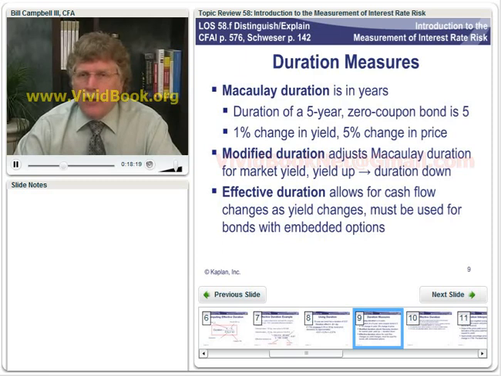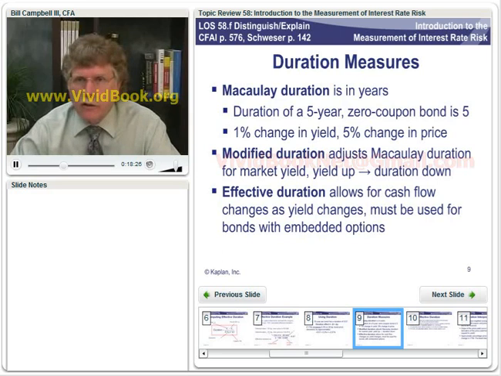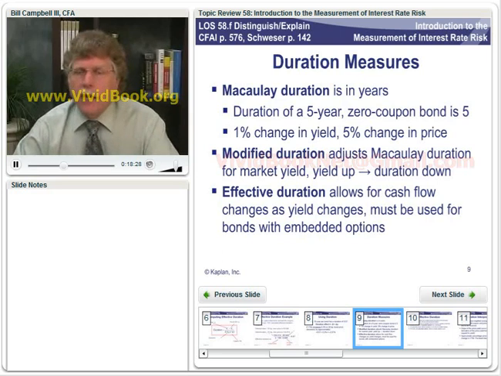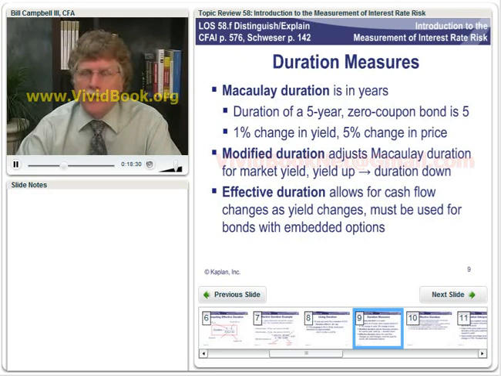The Macaulay duration of a 10-year zero coupon bond would be 10 years. Of a 20-year bond would be 20 years. So you can see that as the time to maturity increases, the Macaulay duration increases.